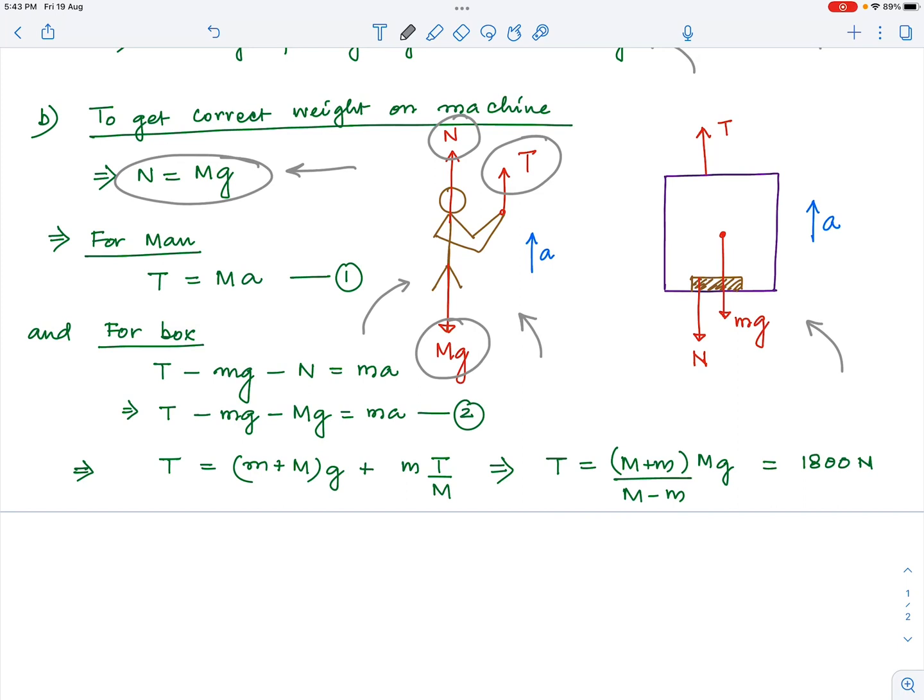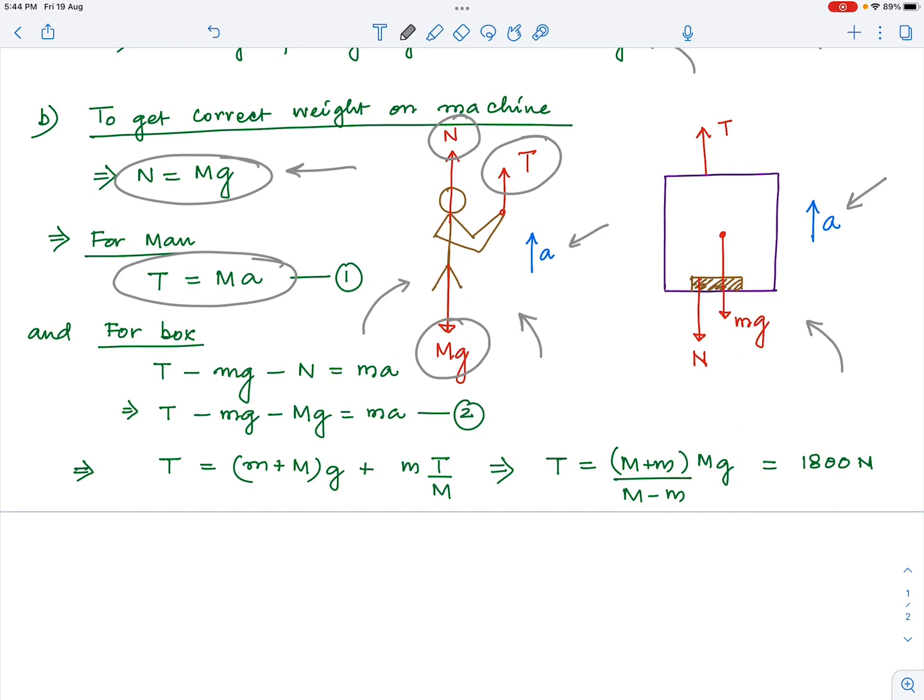Since the man moves in the upward direction and he is standing within this box, always in contact with the floor of the box, we understand that the box must also move with the same acceleration in the same direction. So we assume that both the man as well as the box have a common acceleration a in the upward direction. Now we will formulate equations for both. For the man, Newton's second law, net force equals mass into acceleration, will now be just T = Ma. That's the only net force, T, acting on the man.